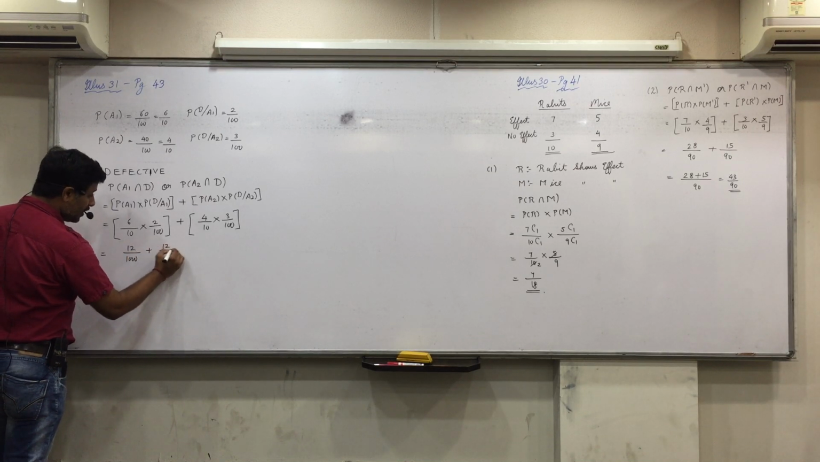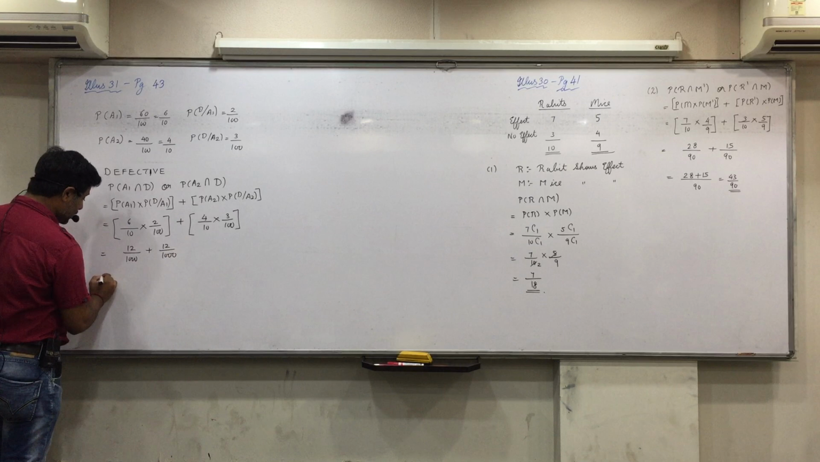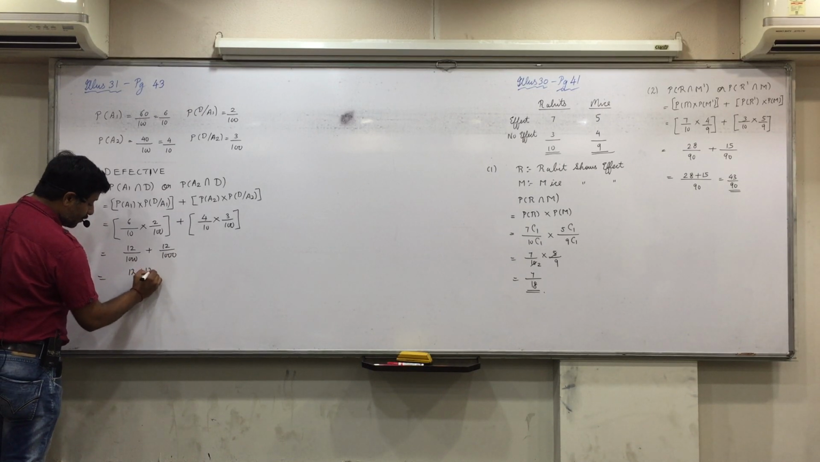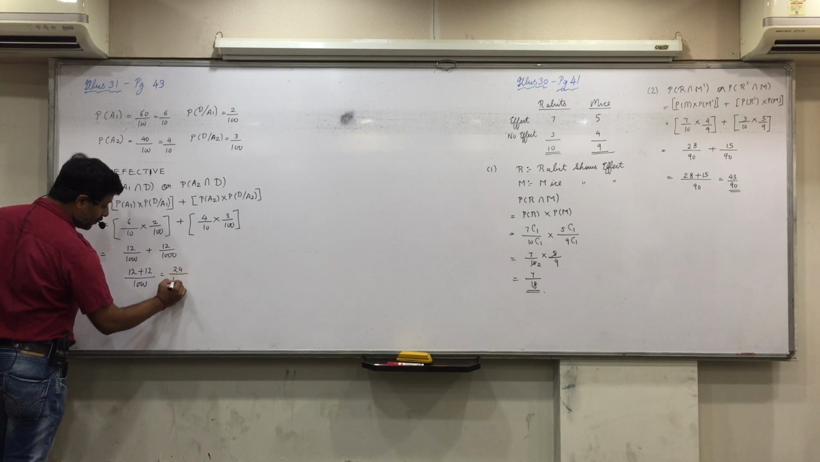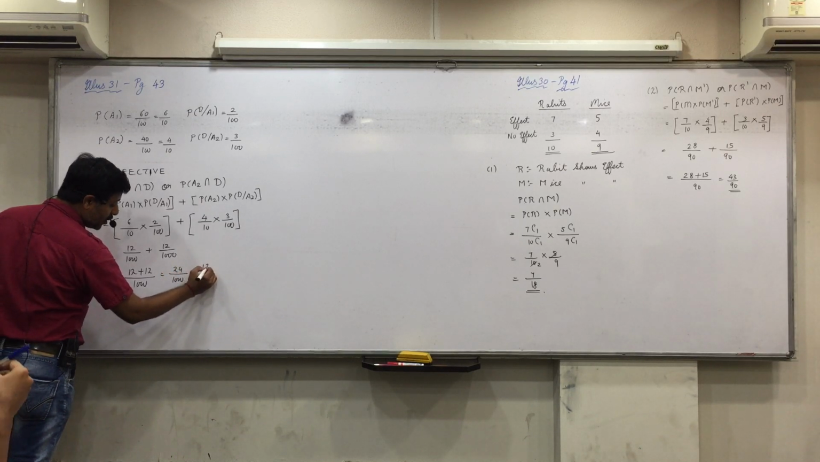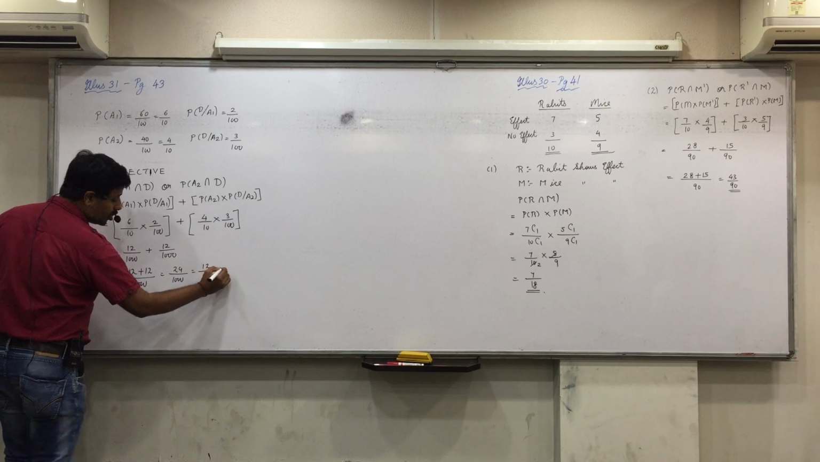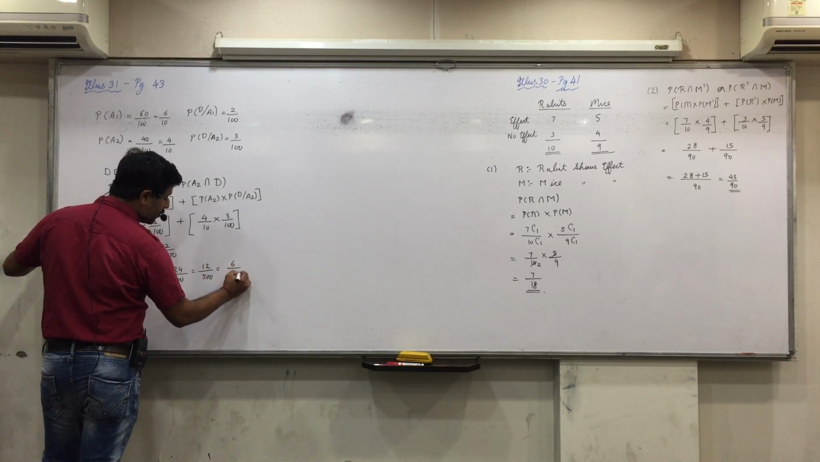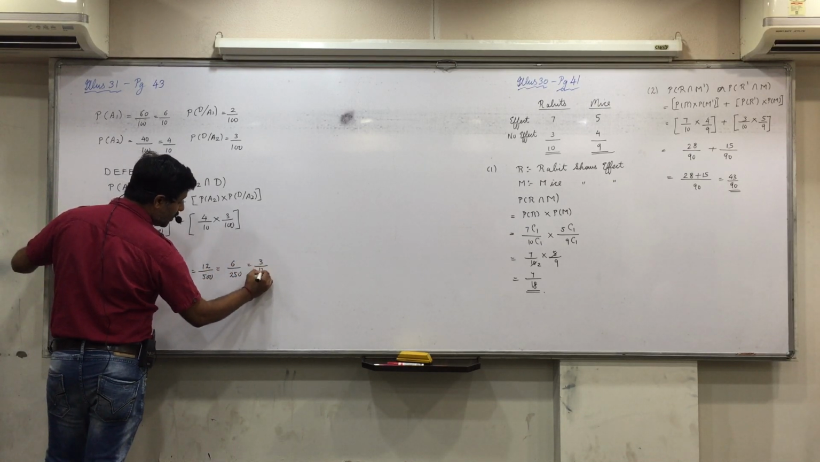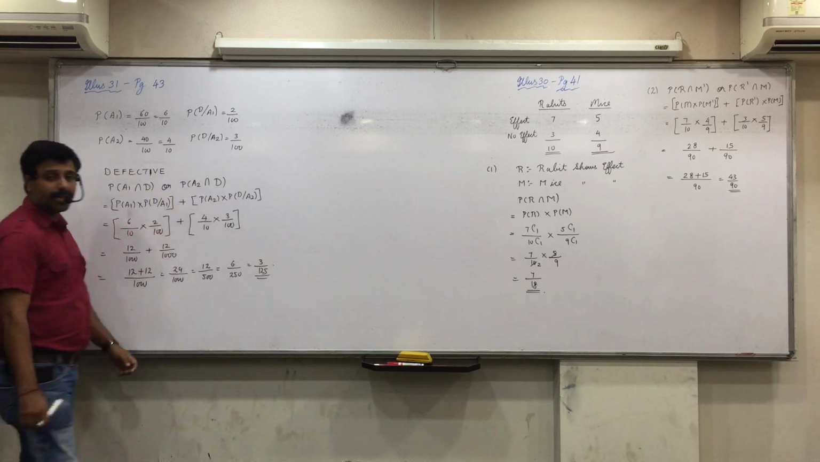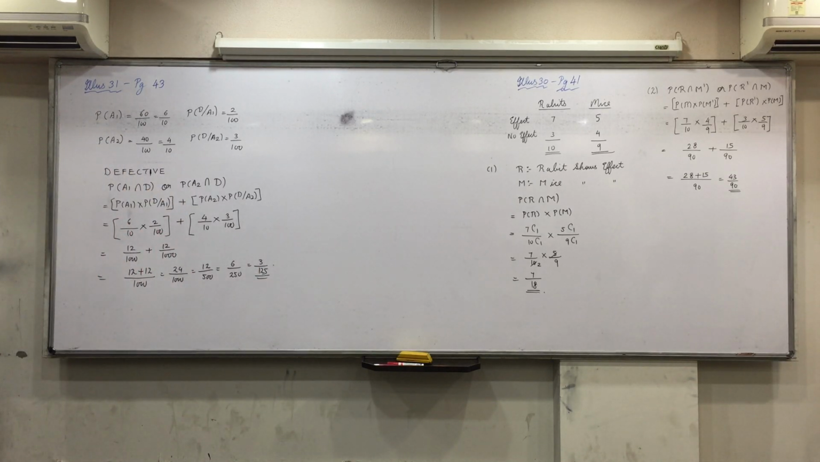Plus 4 into 3, 12 by 10 into 100, 1000. 12 plus 12, 24 by 1000. 2 into 12, 2 into 500. 2 into 6, 2 into 250. 2 into 3, 2 into 125. Any confusion in this? Have you all understood it?